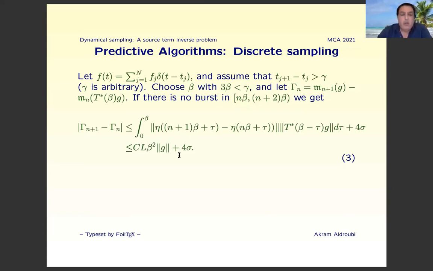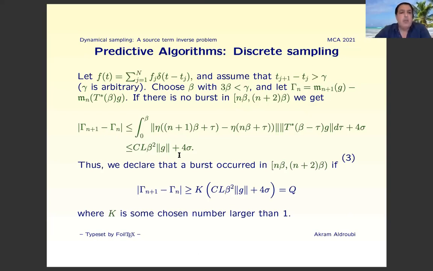And so that means that to detect a burst, we're going to declare that we have a detection of some burst if this difference is sufficiently large. So if this difference is larger than some k bigger than 1 times this, which is going to be the threshold, we'll declare that we have a burst in the interval n beta to n plus 2 beta.